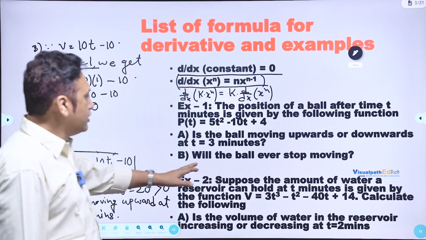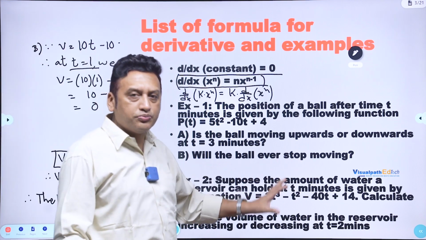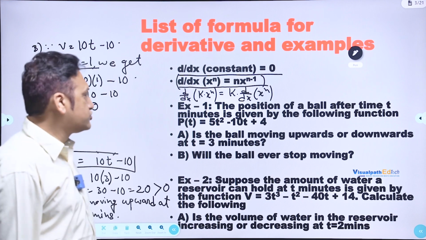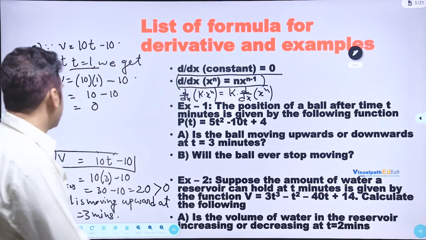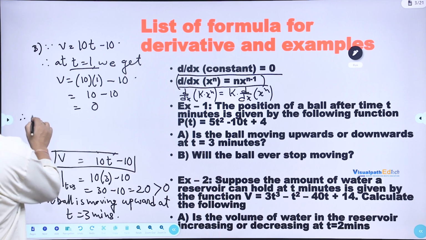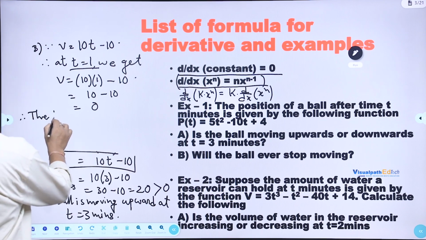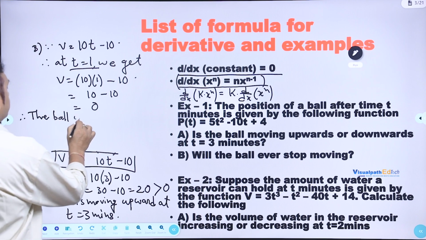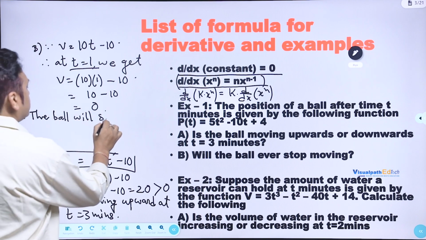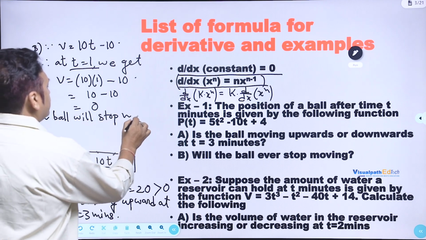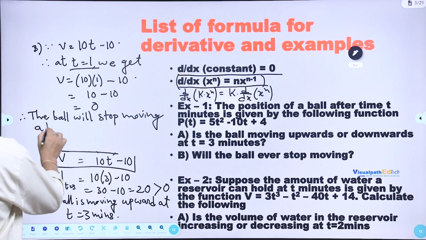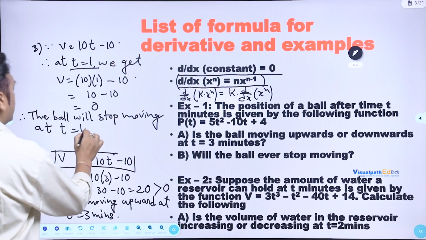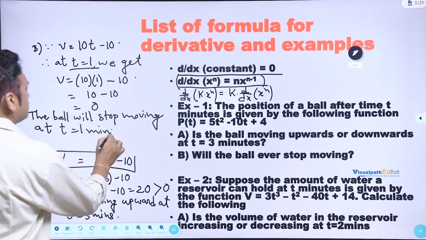So, the question says, will the ball ever stop moving? Answer is yes, it will stop moving at t is equal to 1 minute. So, that's what we are going to write. Therefore, the ball will stop moving at t is equal to 1 minute.